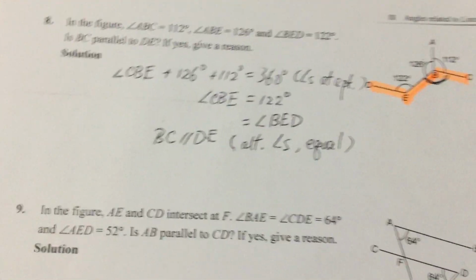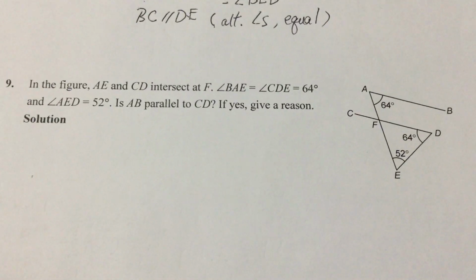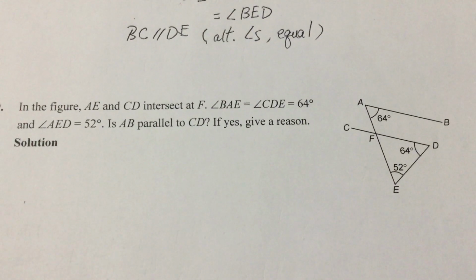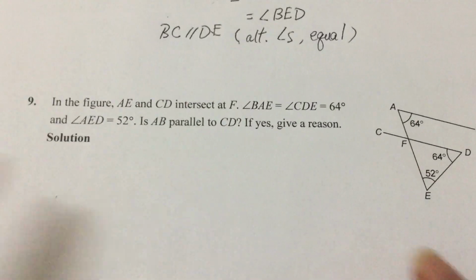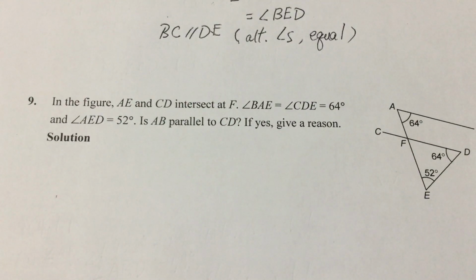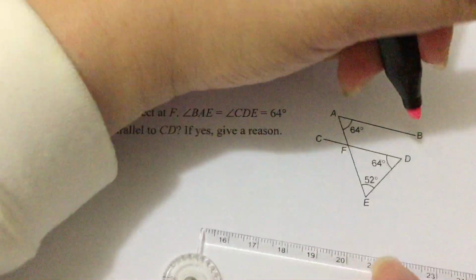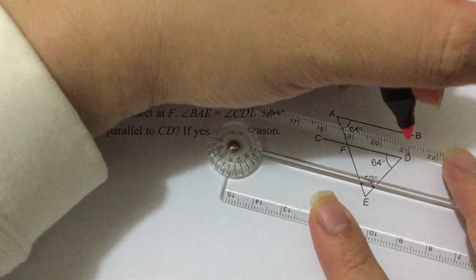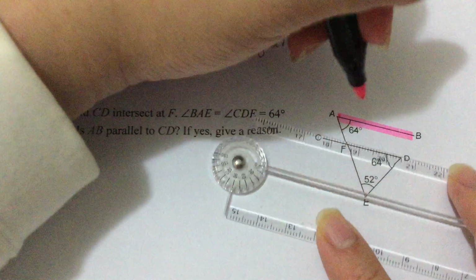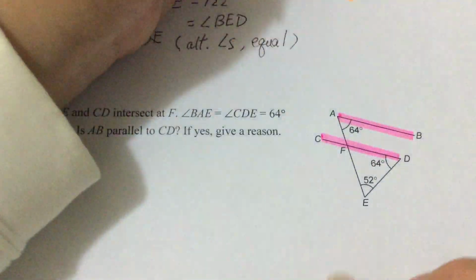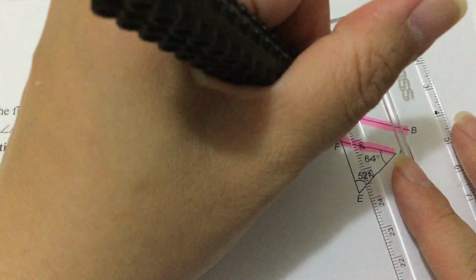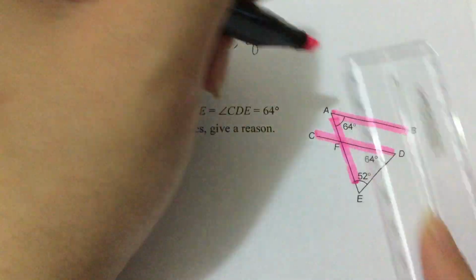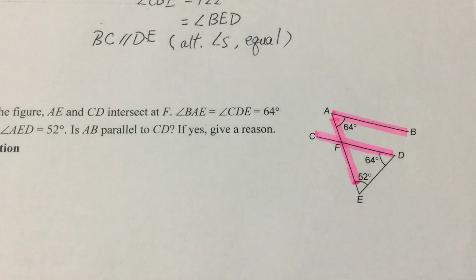Now let's go to question 9. Now we are going to calculate whether AB is parallel to CD. Why don't we draw it first? AB parallel to CD, and the line linking this parallel line obviously is this one. Okay, now we see this one is parallel.